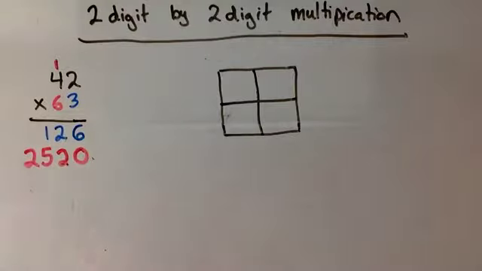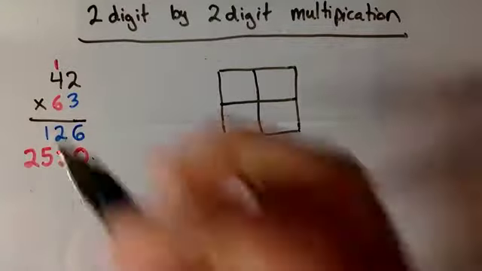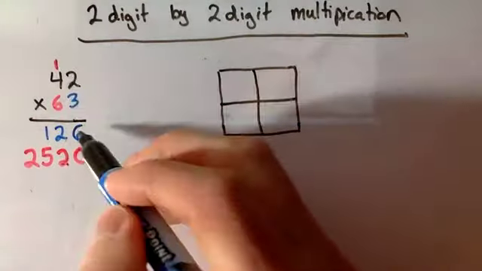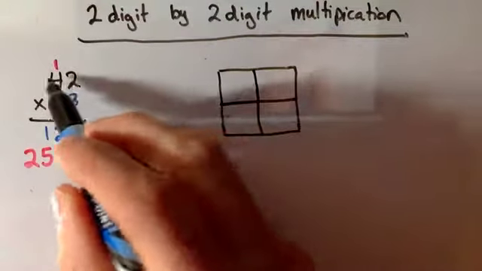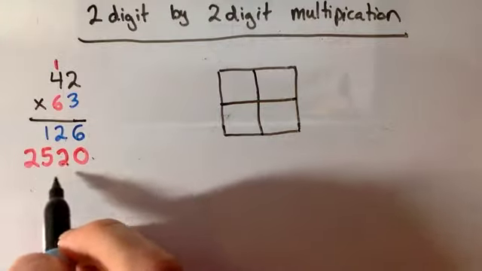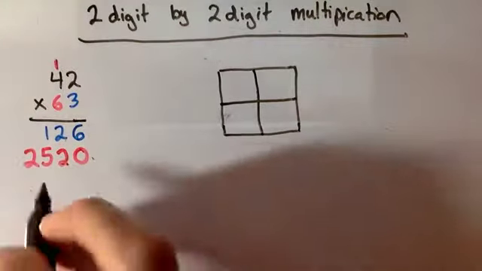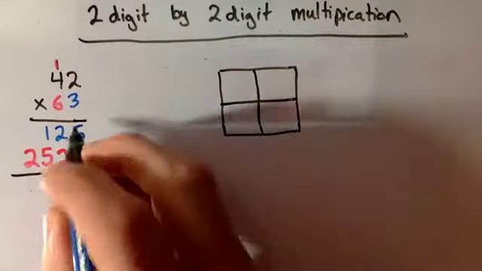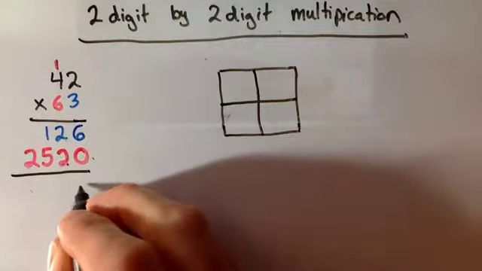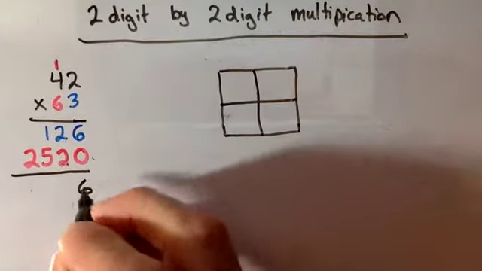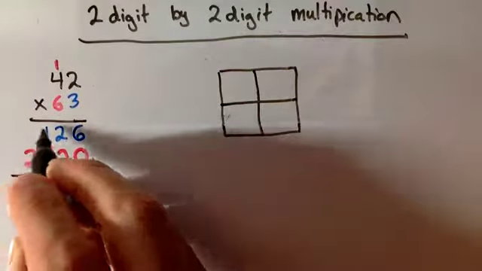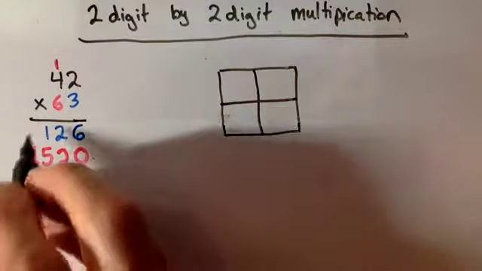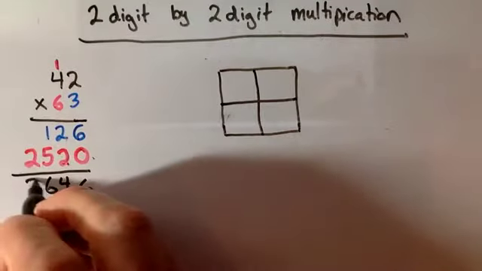Now, once I have these two numbers, we know that 3 times 42 is 126, and 60 times 42 is 2,520. So what we have to do now is actually add these numbers together. So 6 plus 0 is simply 6. 2 plus 2 is 4. 1 plus 5 is 6. And 2 plus nothing is 2.